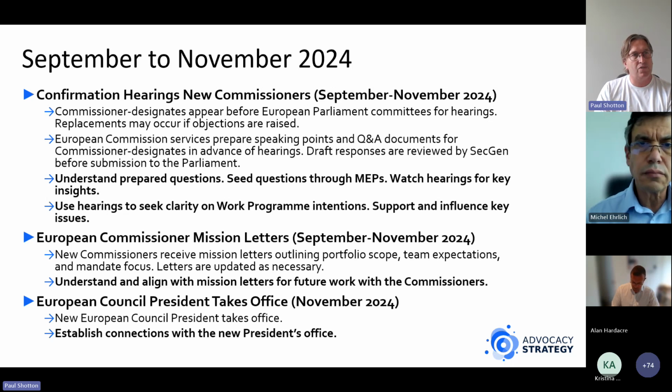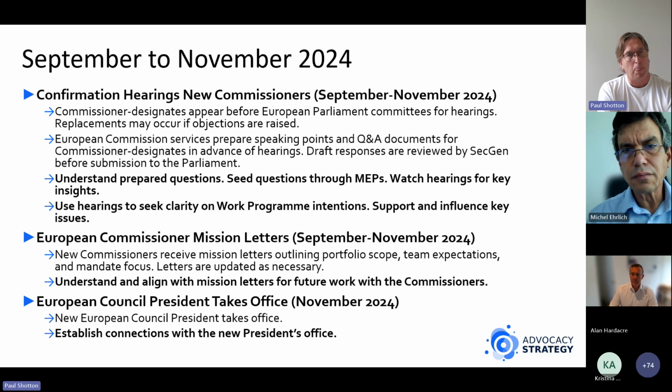But looking, of course, at this period, and we estimate the time, given that there is a degree of uncertainty as to the length of the processes, we can see that there are three different processes taking place now in September to November. We, of course, have the commissioners' hearings, and here we look at it from the perspective of the Parliament, where the Parliament will be interviewing and questioning the candidate commissioners, formulating questions, putting them to those commissioners, and potentially even calling for the replacement of one or more candidates.